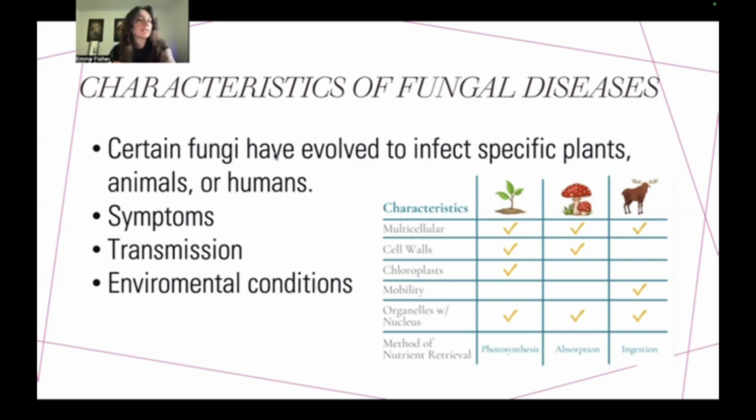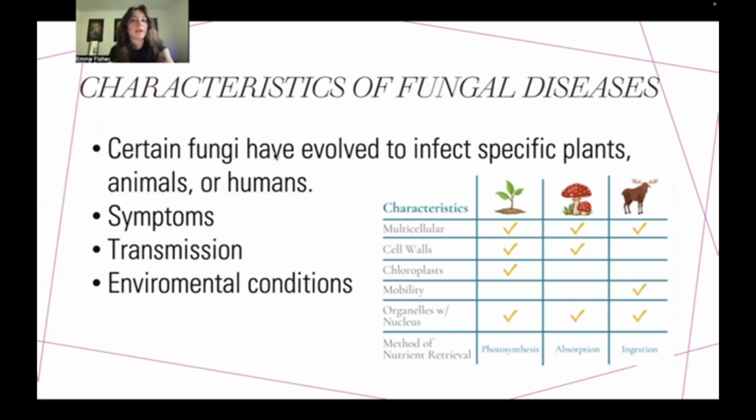Some symptoms of these diseases include skin rash, itching or lesions, respiratory issues like cough and fever, or even general systemic symptoms like weight loss. As for transmission, in plants it can be through spores that are released into the air. For animals and humans, it can be direct contact with the infection, or with infected individuals or surfaces, and vectors like insects as well.